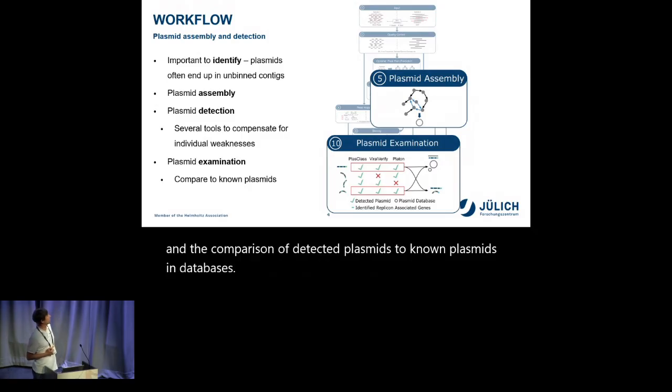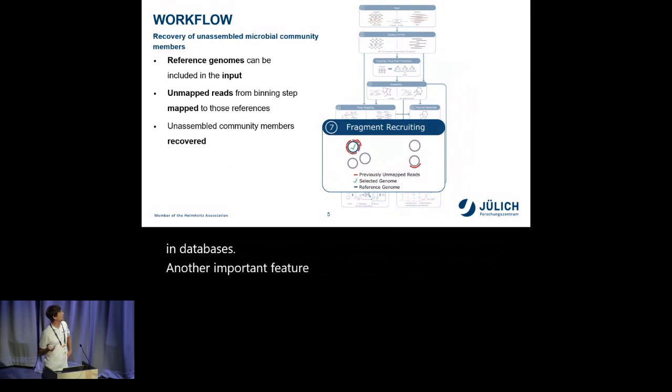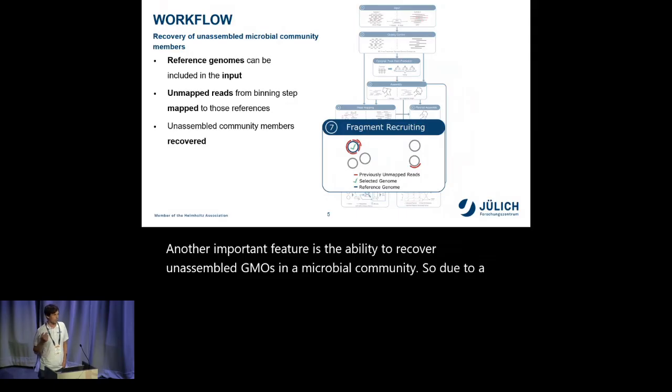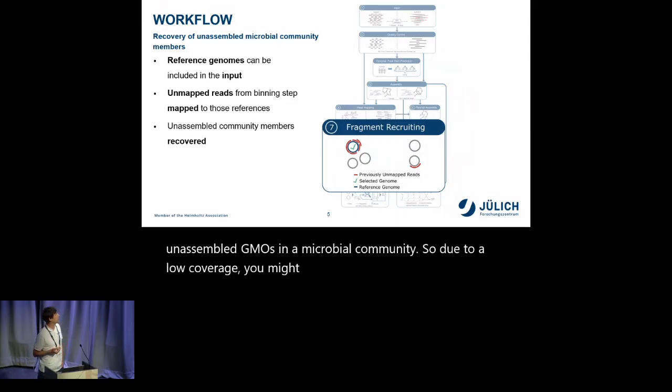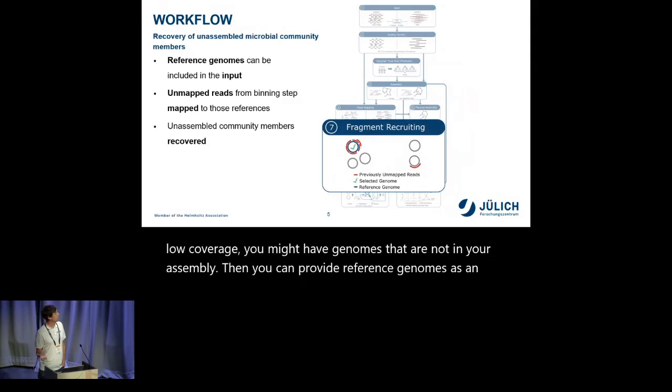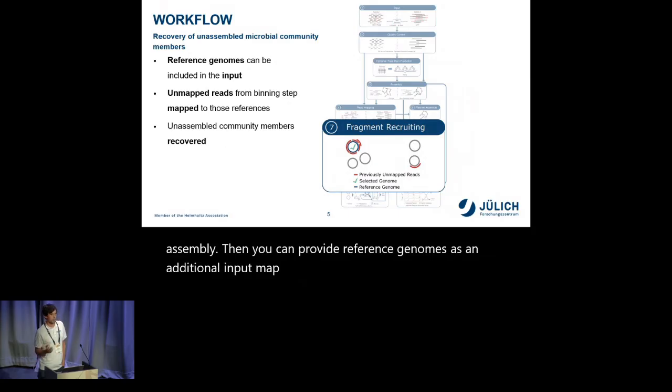Another important feature is the ability to recover unassembled genomes in a microbial community. Due to low coverage, you might have genomes that are not in your assembly. Then you can provide reference genomes as an additional input, map unmapped reads from the binning to those references, and then they are processed in all the downstream analysis of the pipeline.